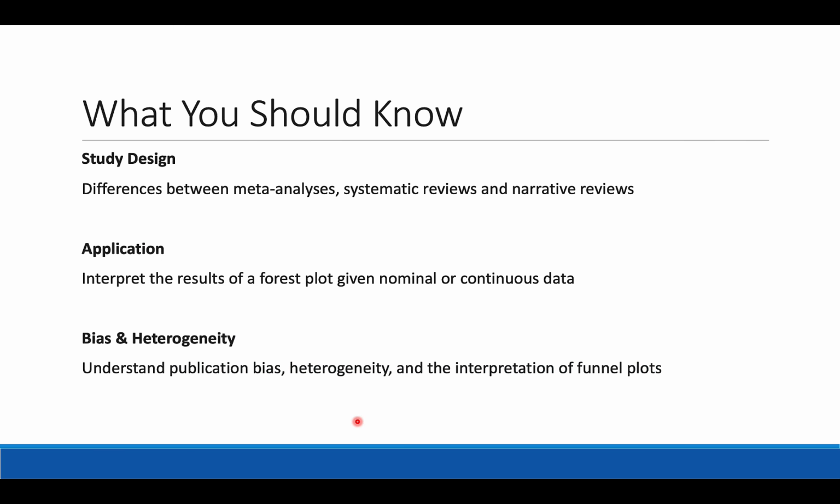So, study design. You should know the difference between a meta-analysis, a systematic review, and a narrative review. Remember, narrative reviews are simply unstructured reviews which don't have to follow this systematic approach and don't necessarily involve identifying all pertinent literature. In terms of application, you need to know how to interpret the results of a forest plot if you're given nominal or continuous data. So be really wary also about confidence intervals and which type of variable you're using. Remember, the line of no difference for continuous variables is at 0. The line of no difference for nominal variables is at 1.